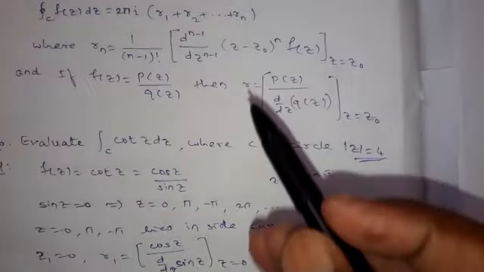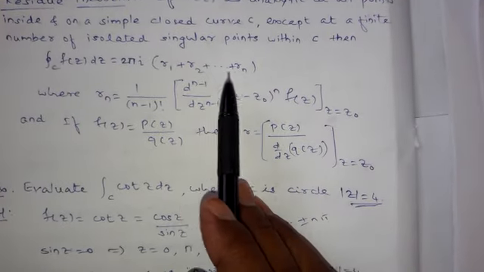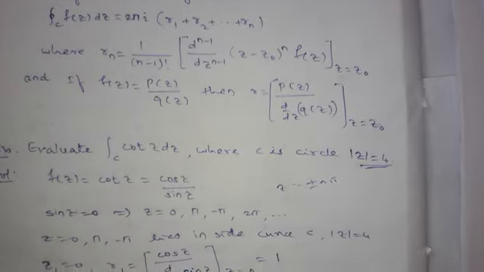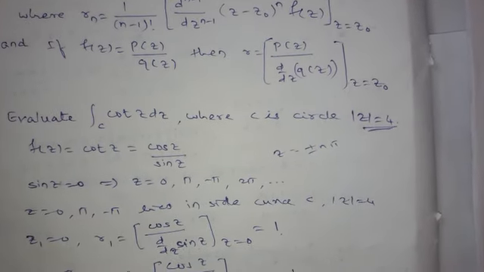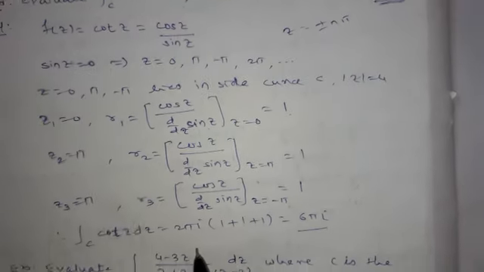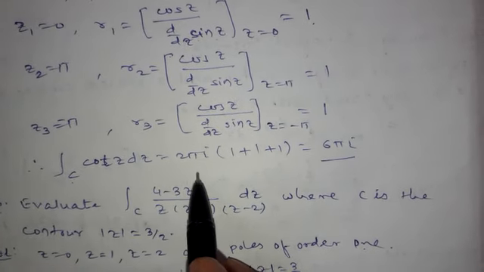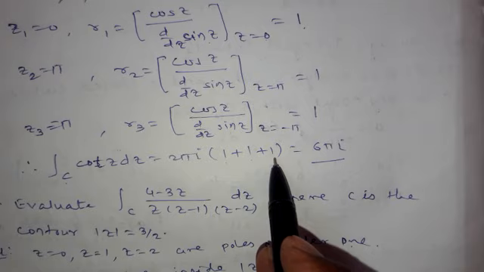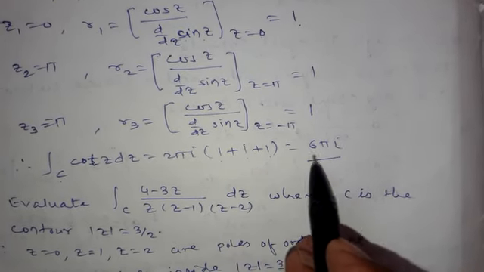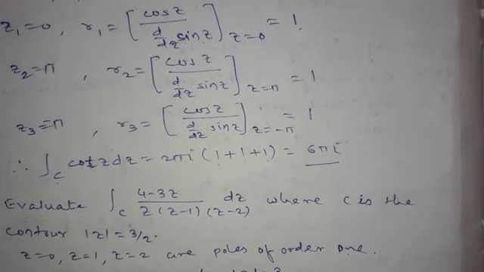And by our residue theorem, the integral over the closed curve C of cot z dz is equal to 2 pi i times (r1 plus r2 plus r3). So 1 plus 1 plus 1, we will get 6 pi i.